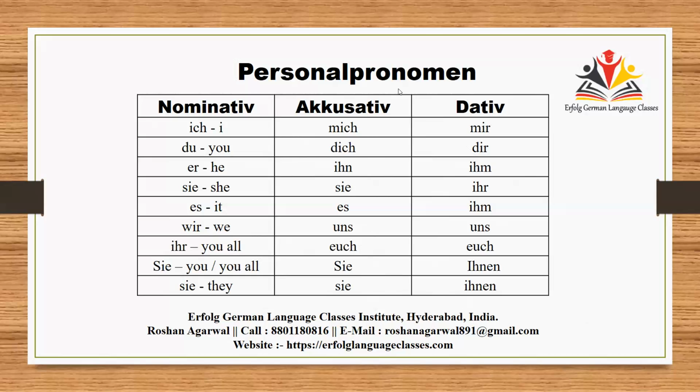Now we'll see personal pronomen im Dativ. Mir, dir, ihm, ihr, ihm, uns, euch, Ihnen, ihnen.